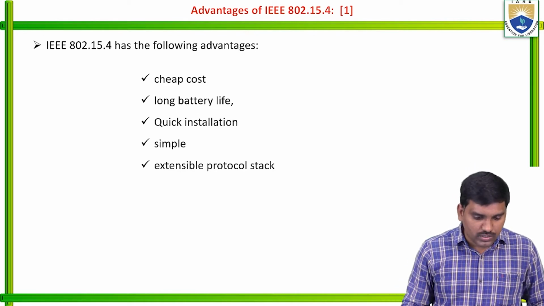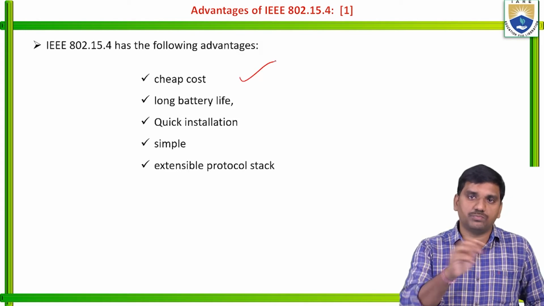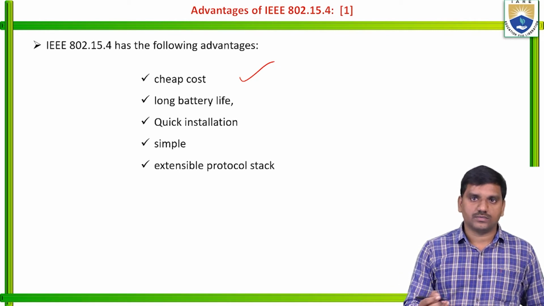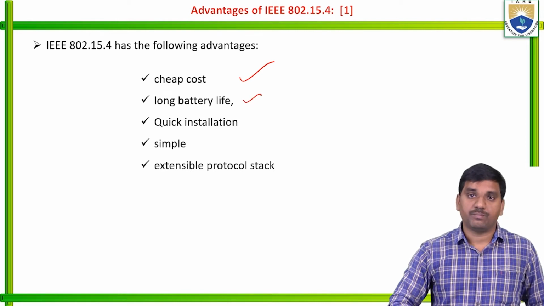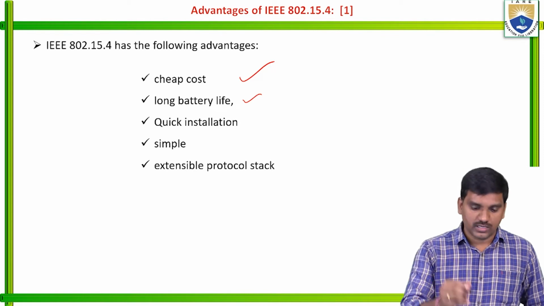Next, move on to the advantages of IEEE 802.15.4. We have some advantages here. Cheap cost compared to previous protocols. It is very cheap, nearly 1,000 to 200 for a single bit. Then long battery life, as power consumption is also very low. We already studied this, it is one of the features of IEEE 802.15.4.